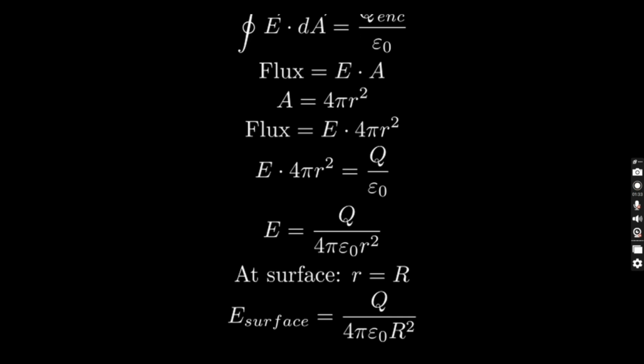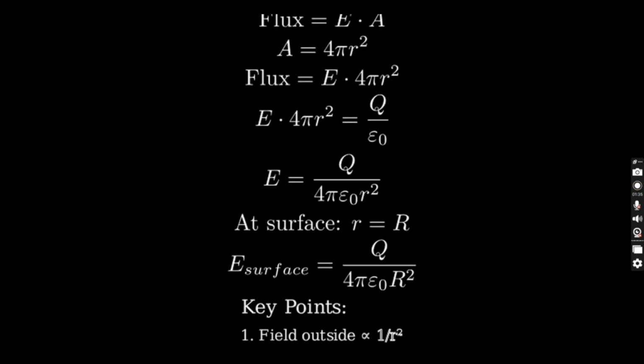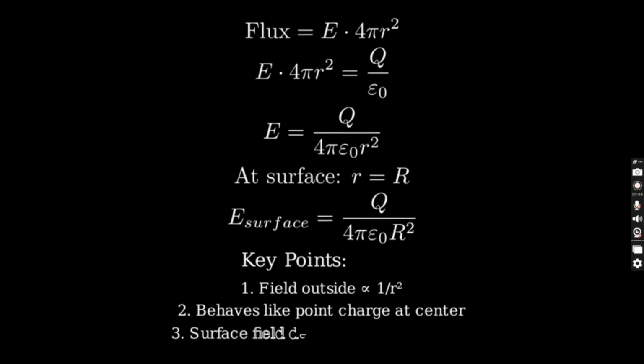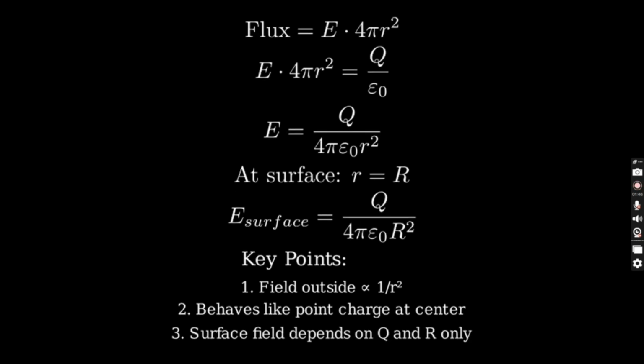Let's summarize our key findings. For points outside the shell, the electric field behaves as if all the charge were concentrated at the center. It follows an inverse square relationship with distance. And on the surface, the field depends only on the total charge and the radius of the shell.